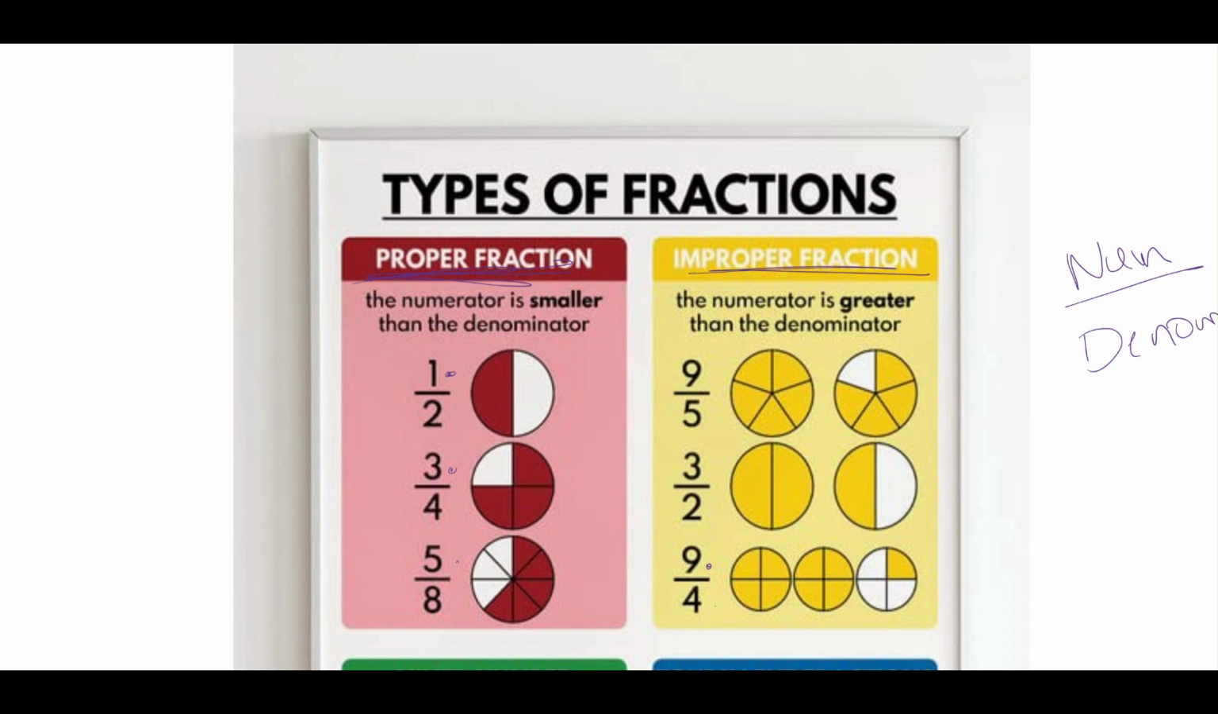In improper fractions, the numerator, which is on the top, is greater than the denominator. So it's opposite to proper. 9 greater than 5, 3 greater than 2, 9 greater than 4. So in proper, the numerator is smaller. In improper, the numerator is greater.